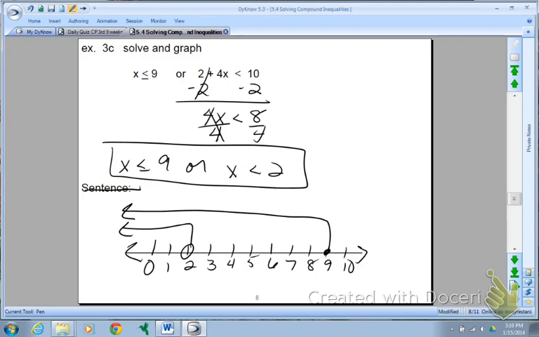So let's pick like 5. Is 5 less than or equal to 9? Yes. Is 5 less than 2? No. But it only has to be true for one.